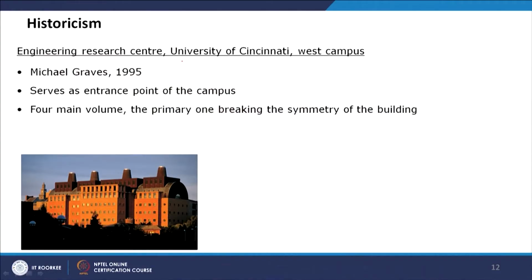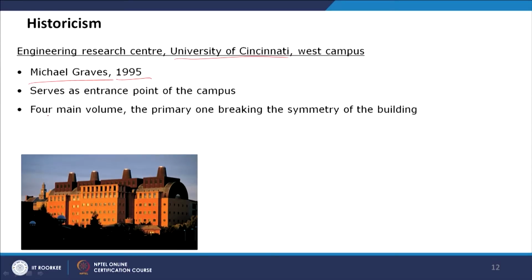Now another example of historicism is the Engineering Research Center, University of Cincinnati West Campus, which is again designed by Michael Graves in 1995. It serves as an entrance point of the campus. We'll see how through this building the entry of the campus is designed, and there the placemaking and the axis, transforming the space with human activity into a place, is also there, which we will show when we show how it is planned and what the axis is.